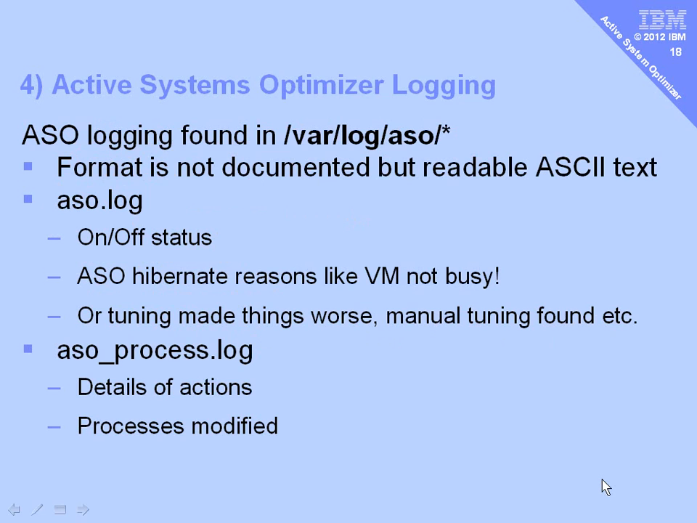As it runs, ASO logs to /var/log/aso. There's two files in here. aso.log has just some basic details of whether it's on, off, or hibernating, and then the detail stuff goes into aso_process.log. Do be warned though that although it's completely readable ASCII text, and we'll have a look at some examples in a minute, it's not formally documented. So don't go asking questions for support about what these things actually mean in the log files.